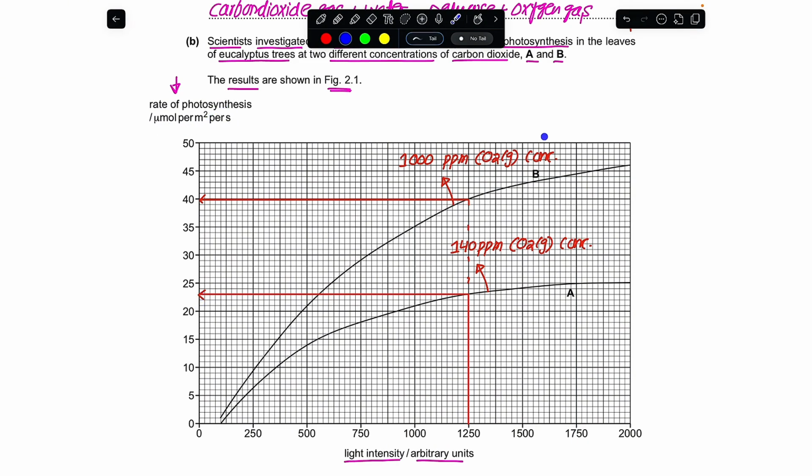Now, when the carbon dioxide is increased to 1000 parts per million, I would go to this curve and see how much the photosynthetic rate has increased. So this is 40 micromole per meter square per second. I need to take the difference of these two values and then divide it by the initial value. Then I would multiply it by 100%. Automatically, I would get the answer in terms of percentage increase.